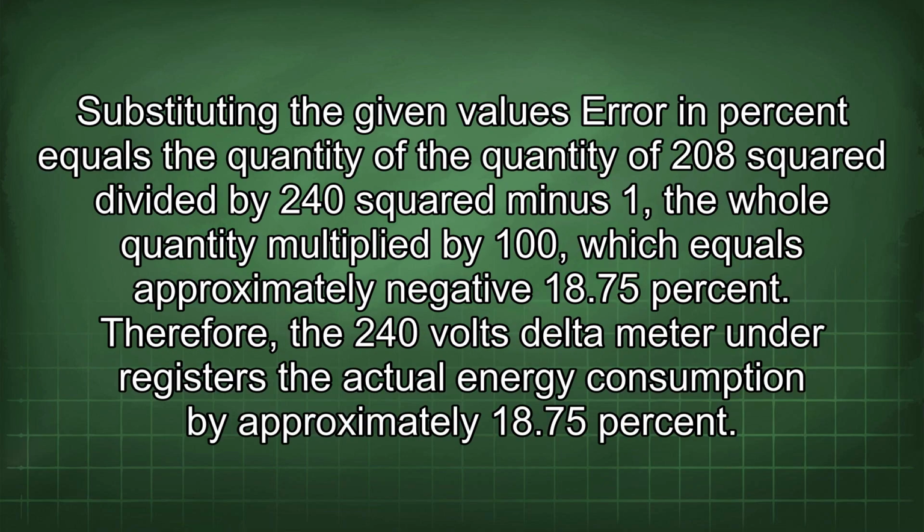Substituting the given values, error in percent equals the quantity of 208 squared divided by 240 squared minus 1, the whole quantity multiplied by 100, which equals approximately negative 18.75%. Therefore, the 240 volts delta meter under-registers the actual energy consumption by approximately 18.75%.